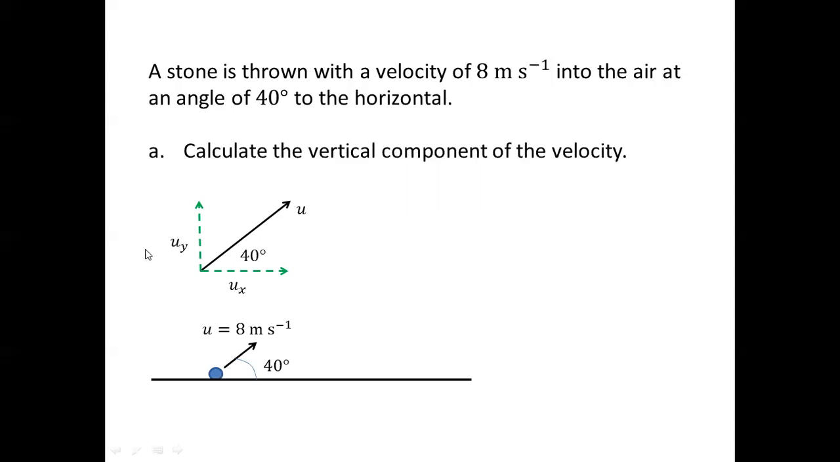Notice that the vertical component u sub y is opposite the given angle. That means we can use sine theta. Substituting the given values, we then obtain 5.13 meters per second as the vertical component of the velocity.